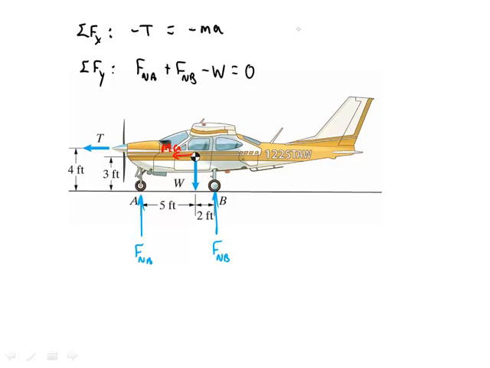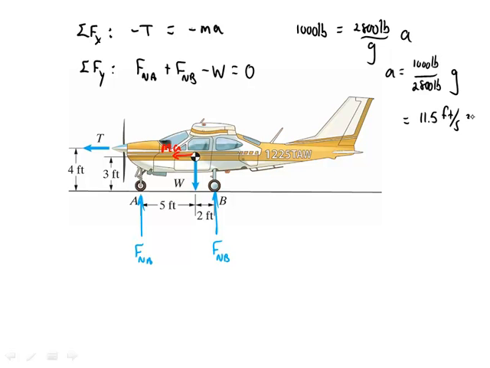So the first part of this problem really isn't too bad. I know my thrust is 1,000 pounds, and the weight of my aircraft is 2,800 pounds. Of course, it's mass times acceleration, so I divide that by the acceleration due to gravity. And from there, I should be able to find my acceleration. So the acceleration should equal 1,000 pounds over 2,800 pounds times the acceleration due to gravity. And that'll be 11.5 feet per second squared.